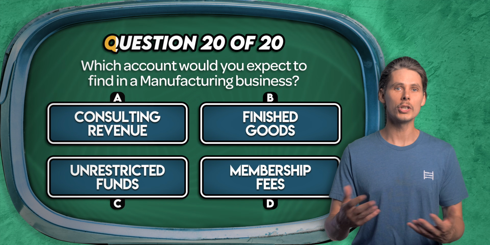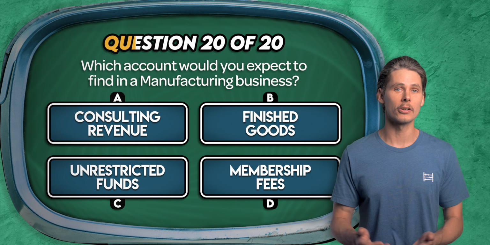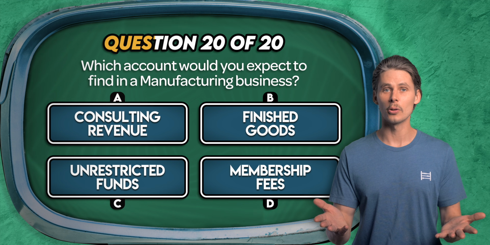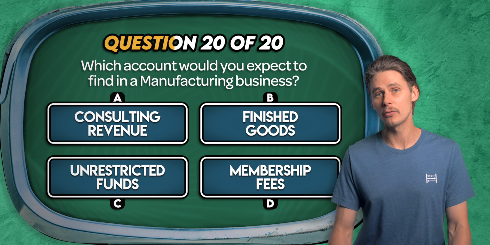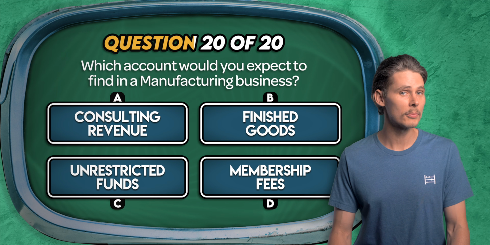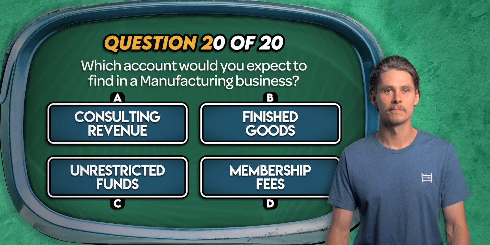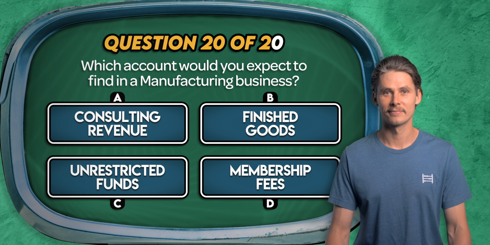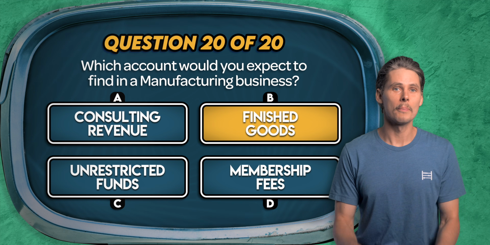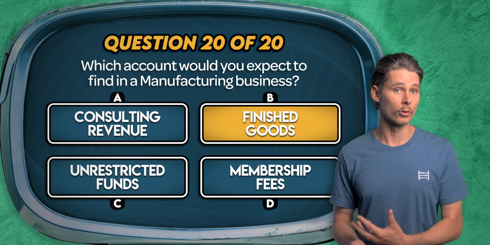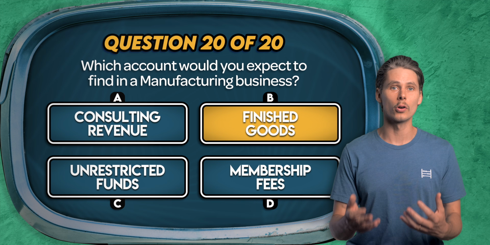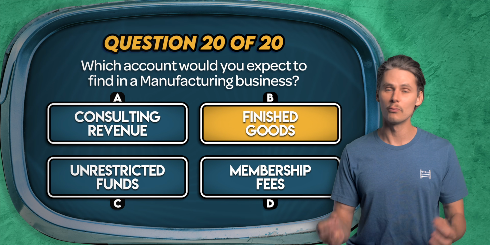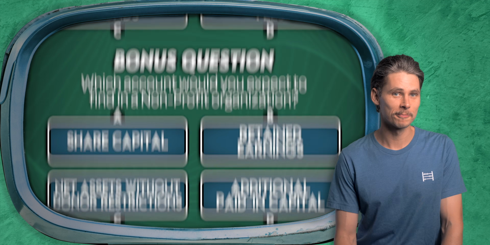Question 20. Which account would you expect to find in a manufacturing business? Is it consulting revenue, finished goods, unrestricted funds, or membership fees? It's B. Manufacturing businesses produce physical goods, so they use finished goods to record inventory that's completed and ready to be sold to customers.